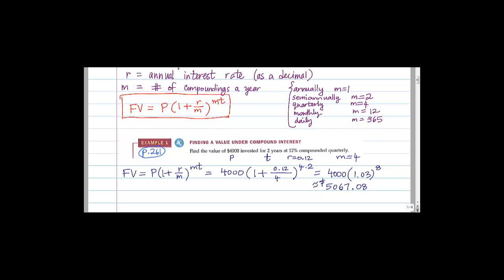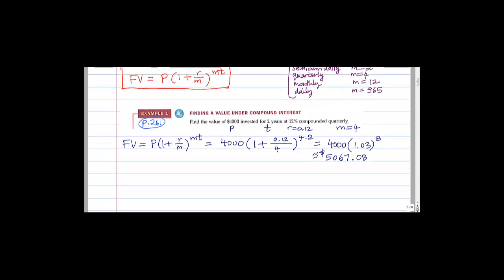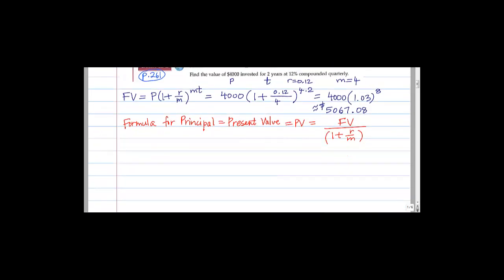Now, what if I wanted to find out the amount of money that I need to deposit now? How much should I deposit now if I need $10,000 in a few years? I'm going to take the formula for FV and solve it for P, the present value. So the formula for principal, present value, PV equals FV, future value, divided by 1 plus R over M, raised to the MT. All we did there was solve for P.